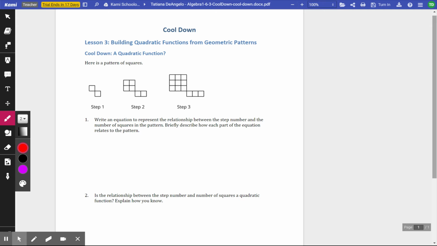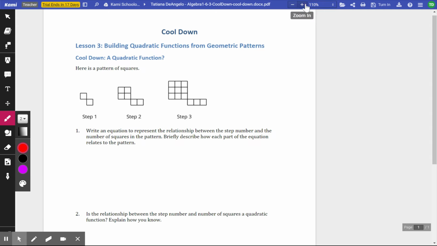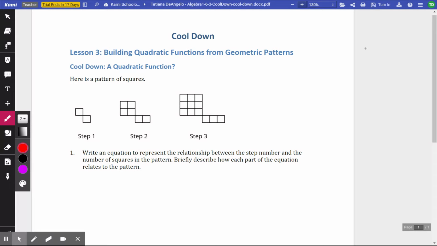All right, so at this point, you should have submitted the cooldown. Let's go over it. So here's a pattern of squares. Write an equation to represent the relationship between the step number and the number of squares in the pattern. Briefly describe how each part of the equation relates to the pattern.